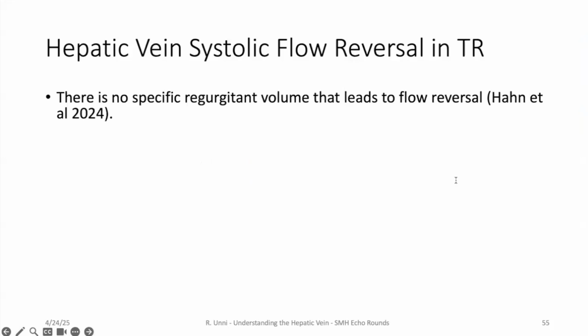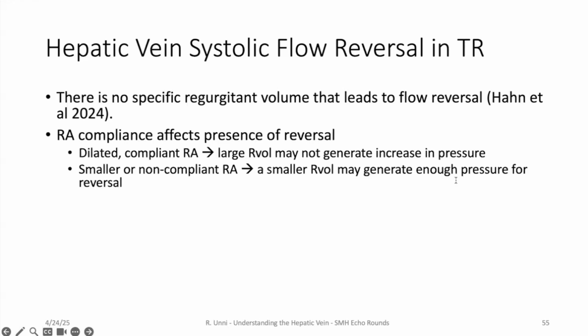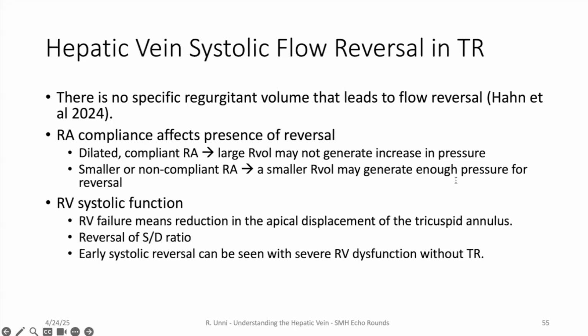Okay. A couple of facts here from our research. There is no specific regurgitant volume that leads to flow reversal. There's no fixed amount, and the reason is there's this complex interplay between other patient factors and what it looks like. A big one is RA compliance. When you have a massive dilated RA, when you see these huge RAs almost as big or bigger than the LA, it turns out that no matter how much volume you have regurgitating into that right atrium, the actual pressure in the RA may not change if it's big, floppy, and used to being dilated. And so you may not get reversal when you have these big right atriums. If it's smaller or non-compliant, well, then a smaller regurgitant volume may generate enough pressure for reversal.